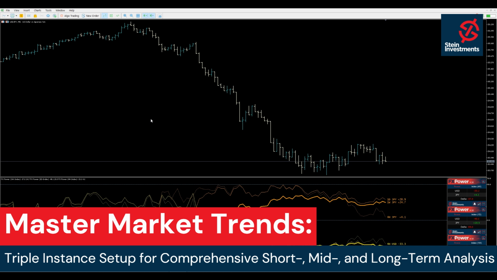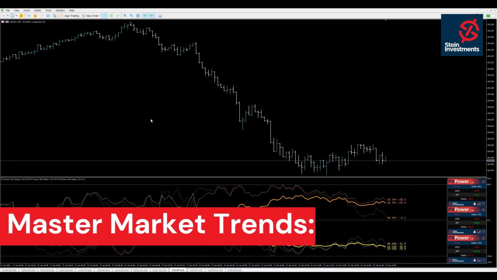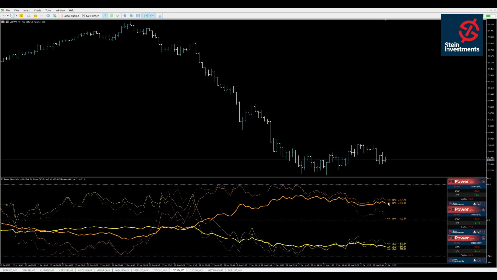We mainly use a triple instance setup, which contains a long-term trend analysis. This is the 1 week here. Then a midterm power trend analysis is the 1 day here. And the short-term 4 hour, which reflects the short-term dynamic, which is also important if it comes to timing of your entries and exits of the trade.